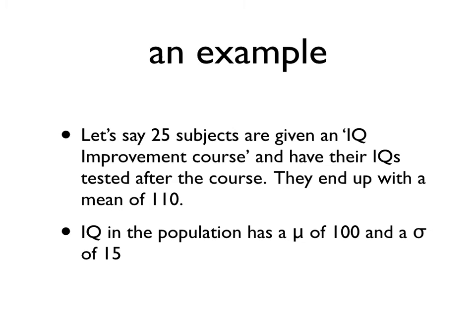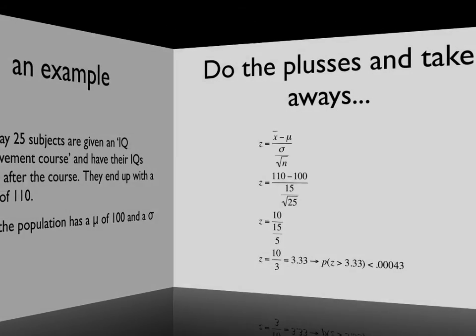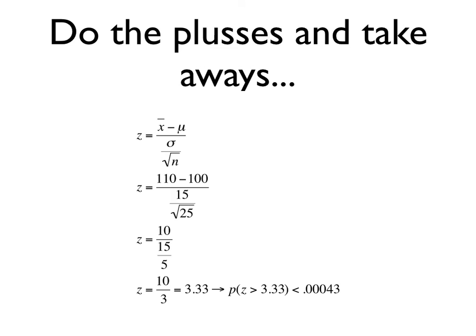Okay, so we could just do the pluses and the takeaways. X bar minus mu over sigma divided by root n. So we got 110 minus 100 over 15 divided by root 25. Note I chose 25 to make the arithmetic easy. 10 over 15 divided by 5, which is 10 over 3, which is 3.33. Oh my God, it works!